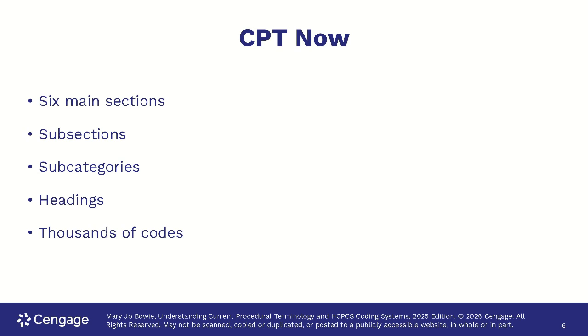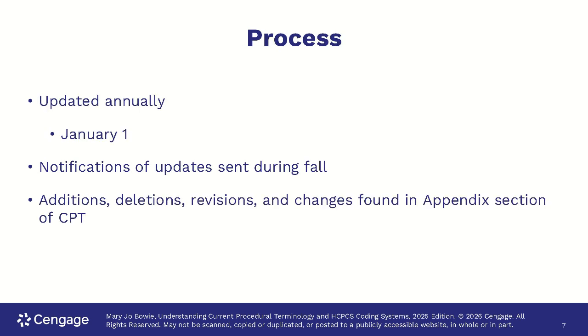All right, so today, what we have in the CPT manual, in the main portion of the manual, are what are known as sections. The sections are further subdivided into subsections. And then in the subsections, you have subcategories with headings. End result, thousands of codes. Updated annually, January 1, that is the date when we are expected to use the new code set.